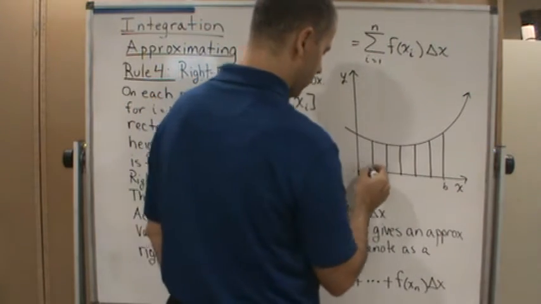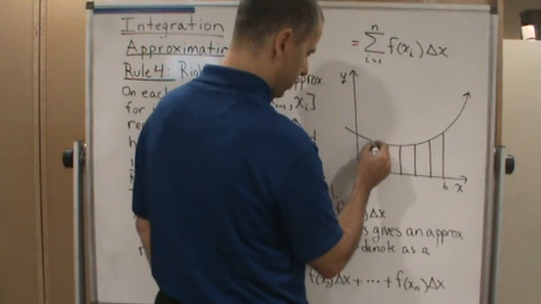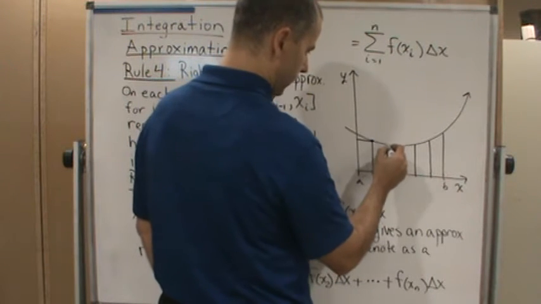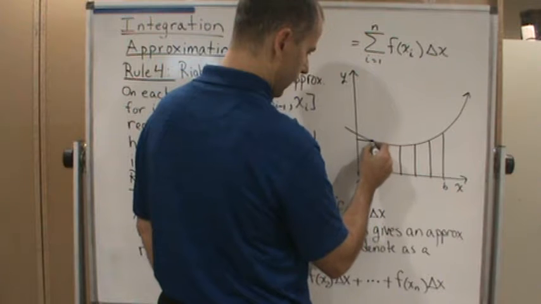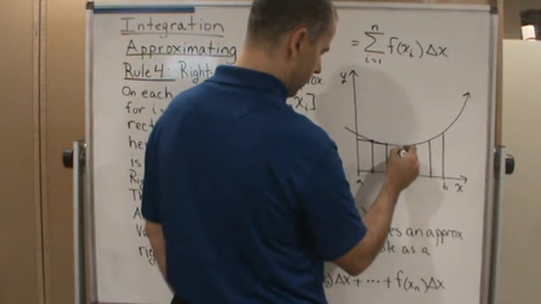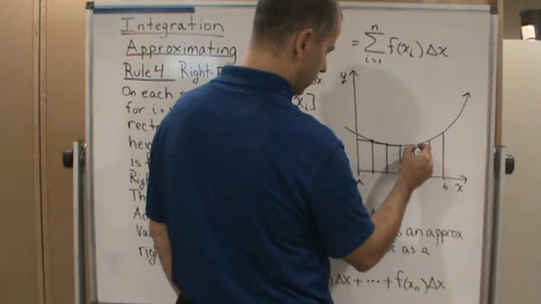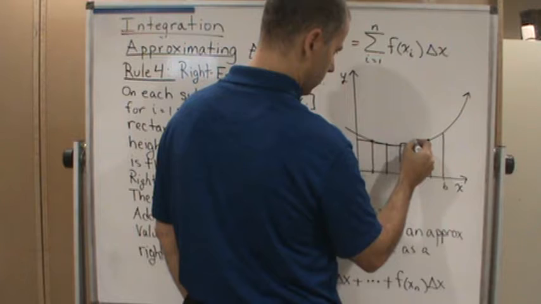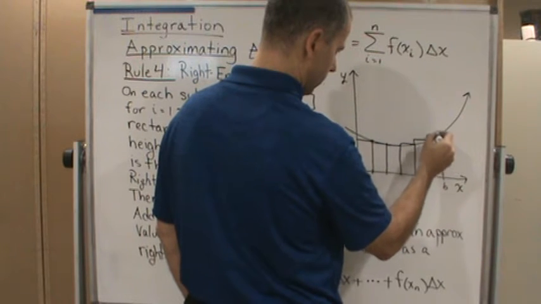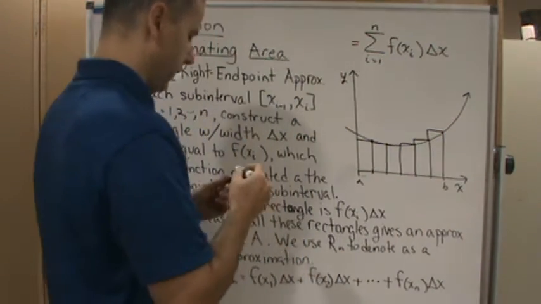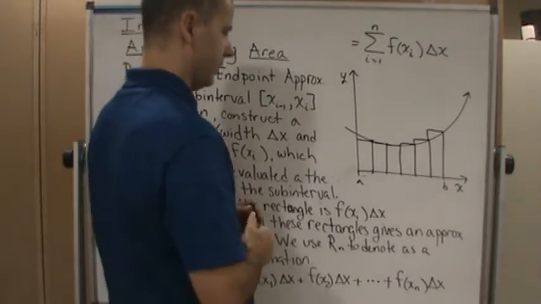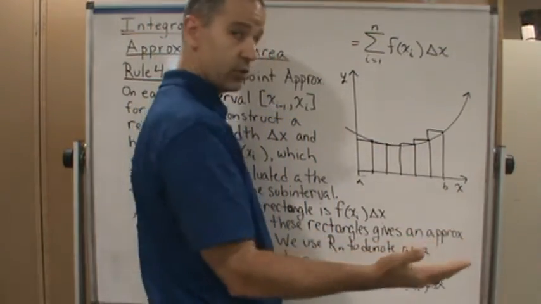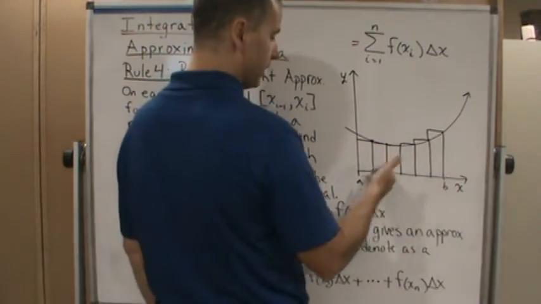So now what I'm going to do is I'm going to use the right endpoint of the subintervals. So I'm going to use this to mark the height of the rectangle. And then I'm going to use this one to mark the height of the rectangle. And then this one. And then this one. And then this one. And then this one. Okay? So that's the difference, is now all I'm doing, instead of using the left endpoint of each subinterval to construct the height of my rectangle, I'm using the right endpoint.